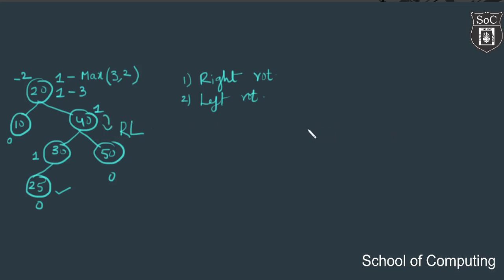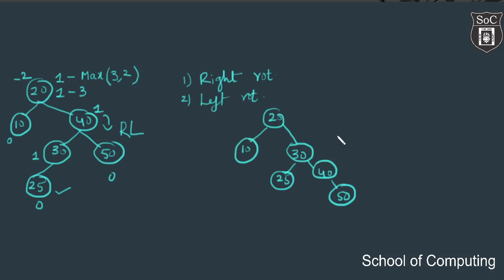When you do a right rotation, what will happen? 30 will come here because 40 is being shifted right. So 40, then 50. 25 will climb. So this is the output of the right rotation. Now 20 will exist as it is, and 10. This is the output of step 1.